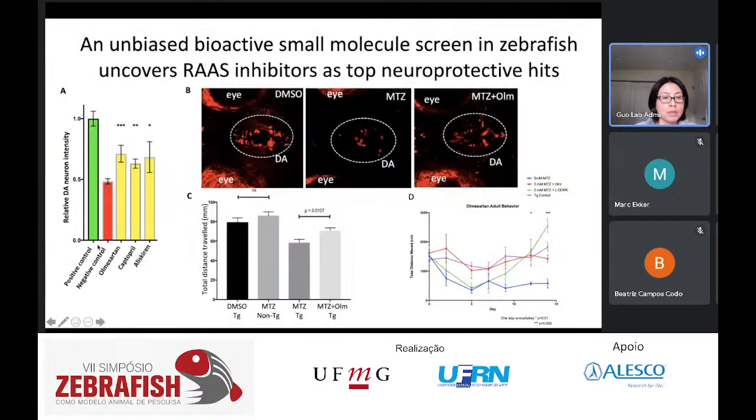Here we show a secondary validation where we test more individuals using these compounds, and we found that we can validate the screening results. Here is the image of dopamine neurons treated with DMSO or MTZ plus one of the drugs, olmesartan. The effect of dopaminergic neuronal rescue can also be observed at the functional level in terms of rescuing locomotor activity in larval zebrafish, shown in C, as well as in rescuing locomotor activity in adult zebrafish.